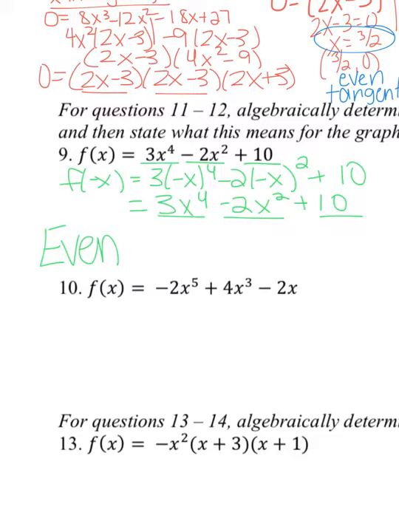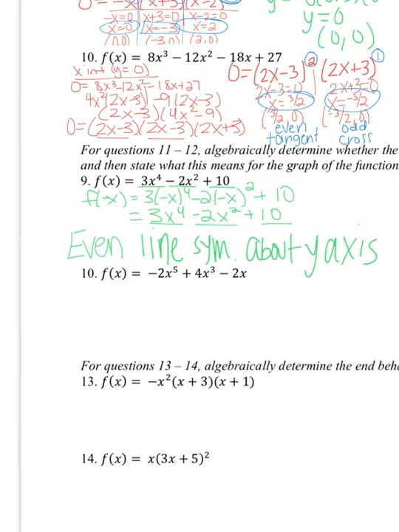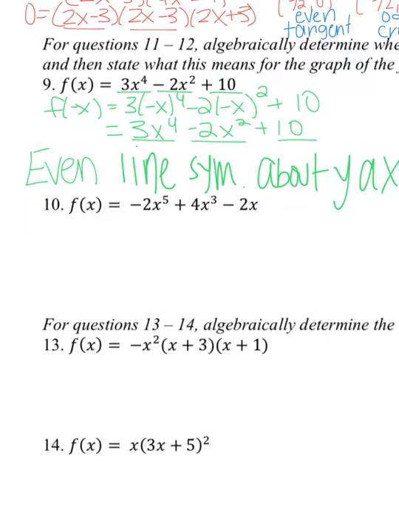The second part is to state what this means for the graph. So if a function is even, there is line symmetry about the y-axis. That's for number 9. For number 10, same deal. You're going to plug in negative x, see what the result is.